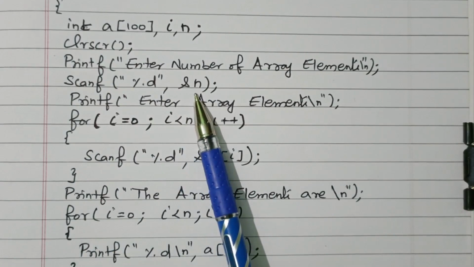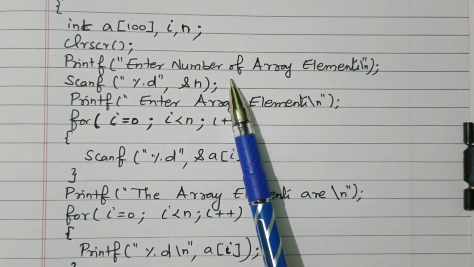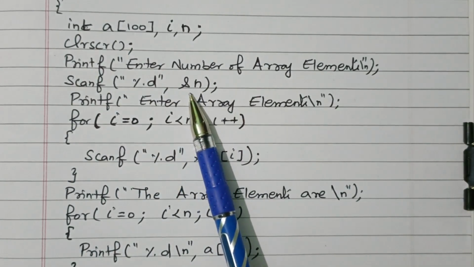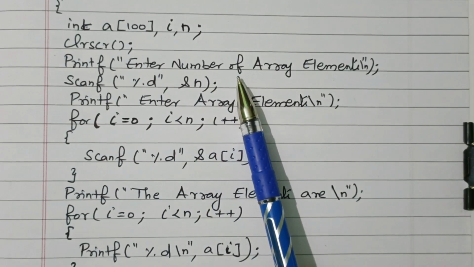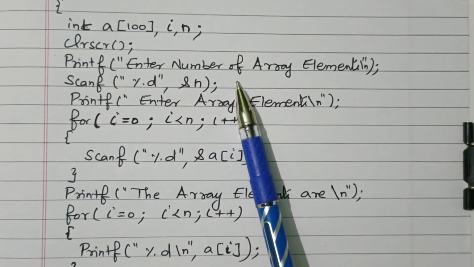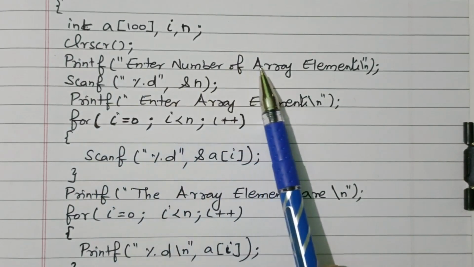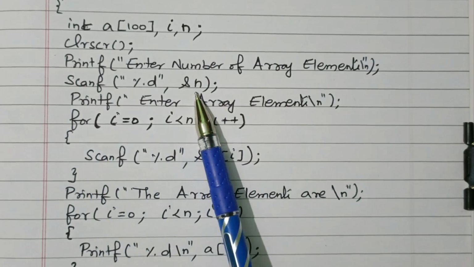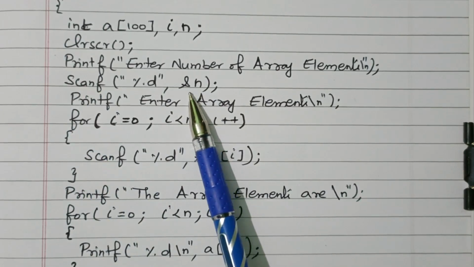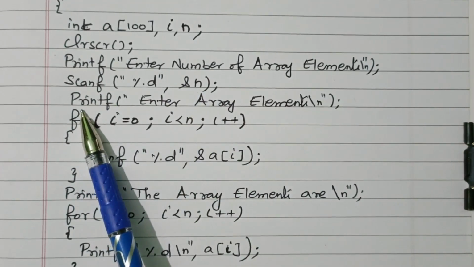And &n means address of n. The number entered by the user will be stored in the memory location n. So first we ask the user how many elements he will enter. By using printf we display this sentence. By using scanf we read the data entered by the user, which is stored in &n, the address of n. Now we ask the user for the array elements.